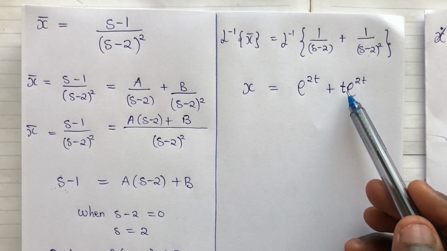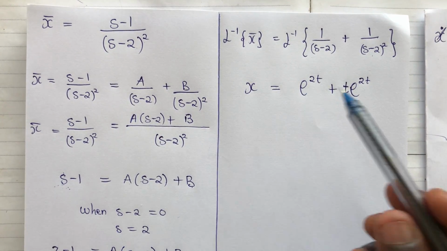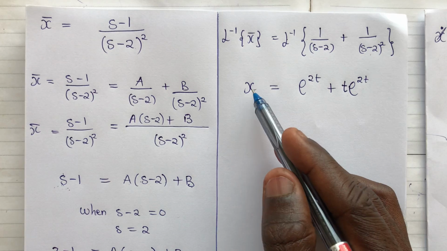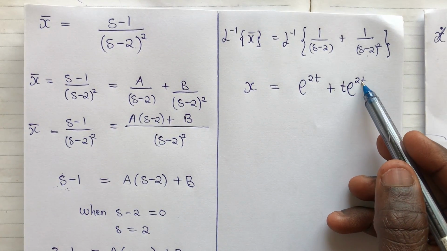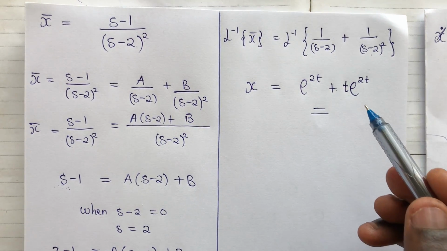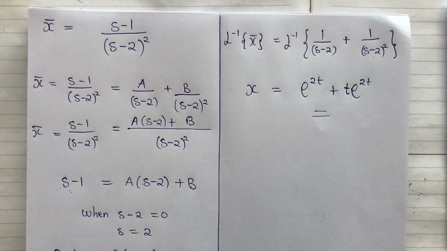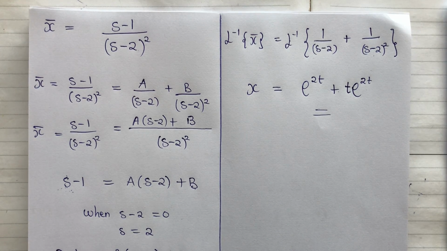All right, so you leave your answer here. So this is the result for what? X bar, giving us x equals e to the 2t plus t e to the 2t. And this is our final result. We are not done yet. We are still yet to work for y bar.